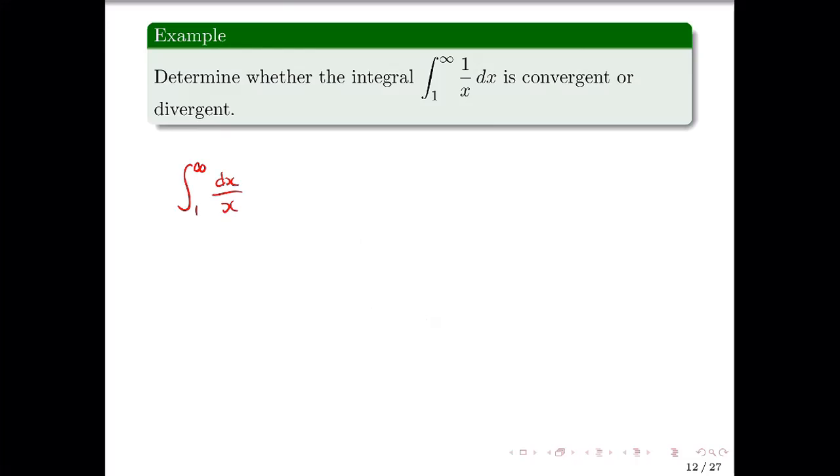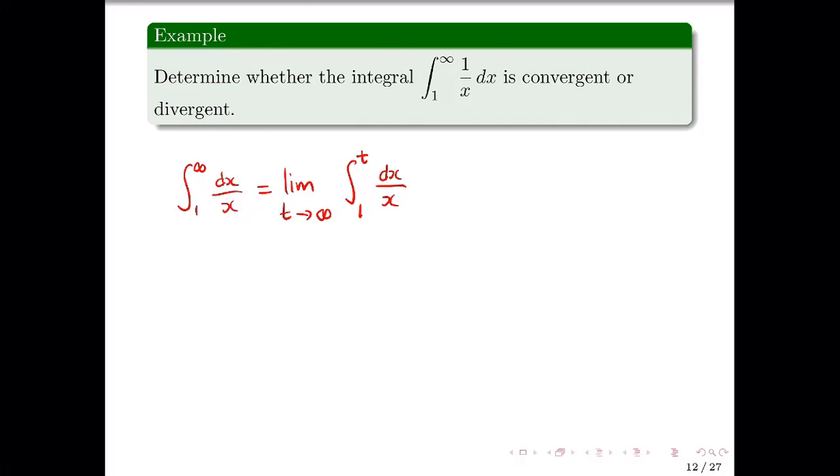The first step is to write the definition, meaning you have to write this limit. This improper integral is the limit as t goes to plus infinity of the integral from 1 up to t of dx over x. You have to do this, especially in this course. If you don't, then you will receive some deductions. You will not get full marks.